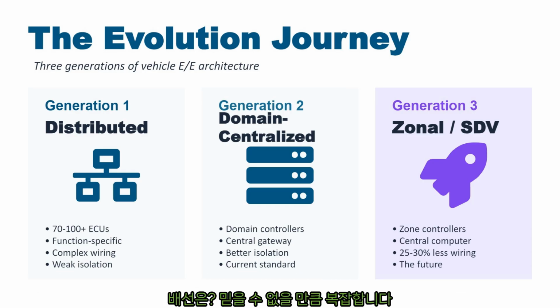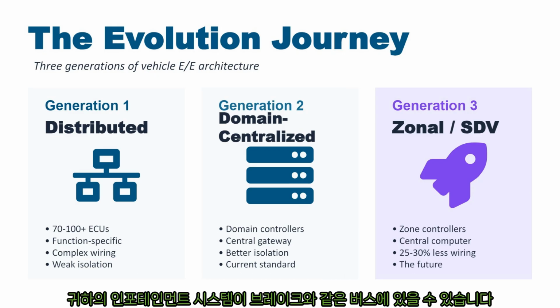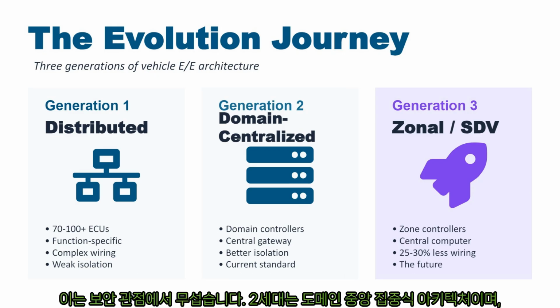The wiring? It's incredibly complex. We're talking about 1.5 kilometers of cable weighing over 50 kilograms. And here's the security problem: weak isolation. Your infotainment system could be sitting on the same bus as your brakes. That's terrifying from a security perspective.